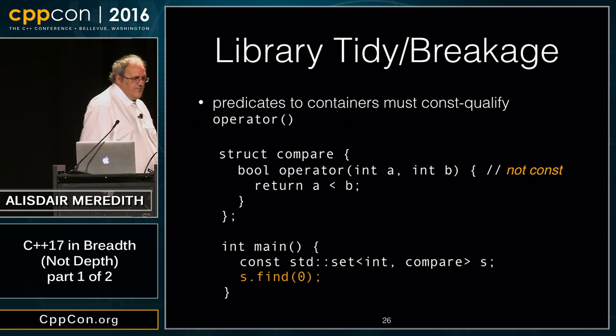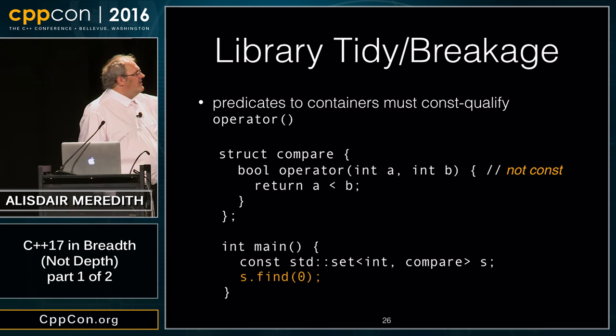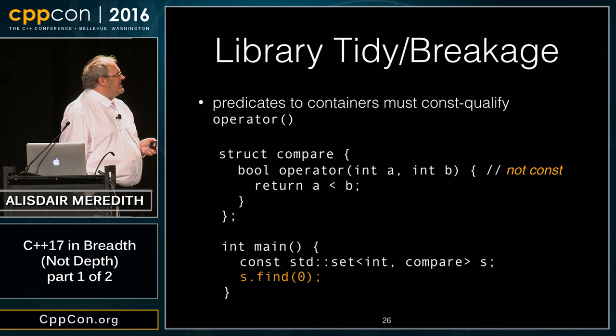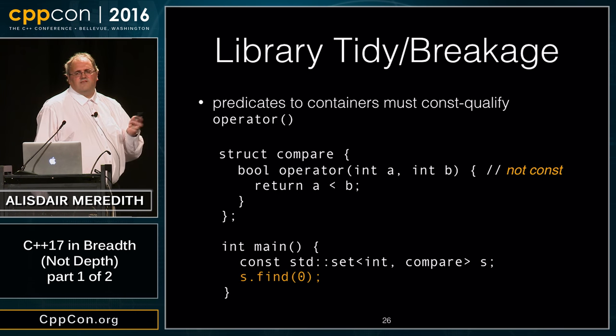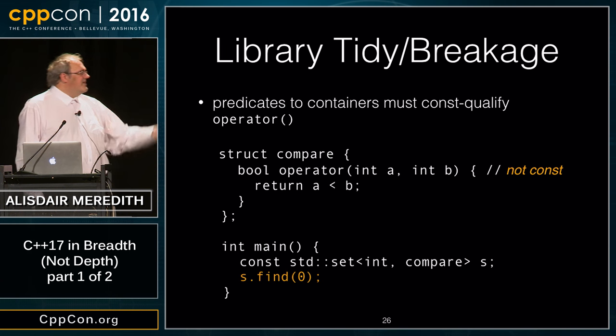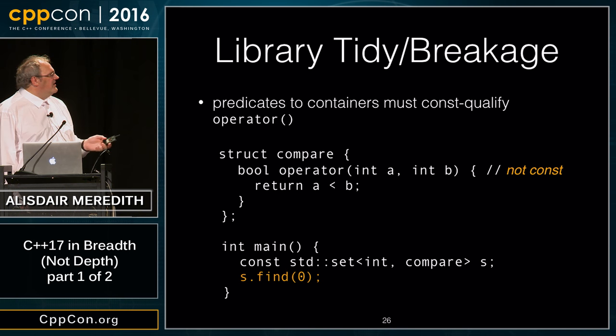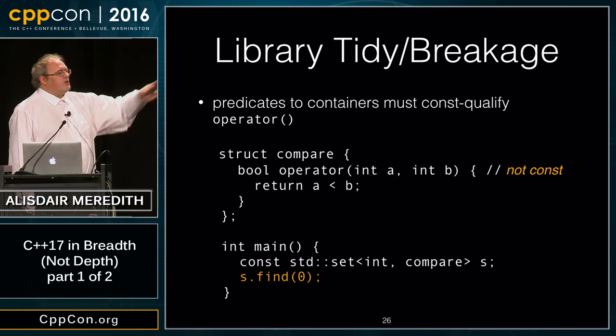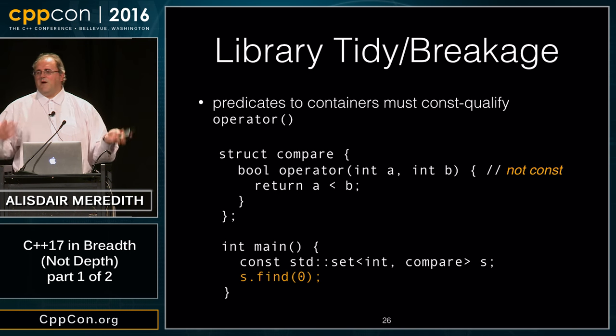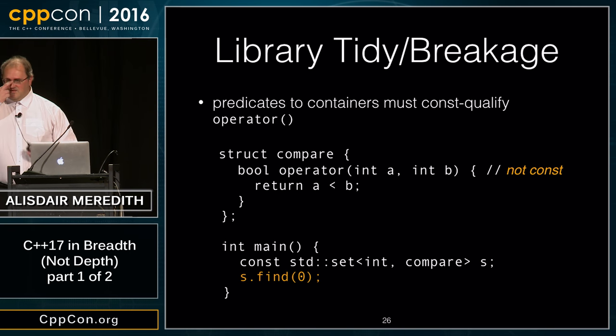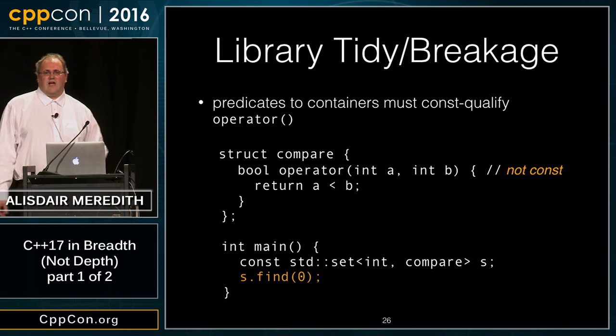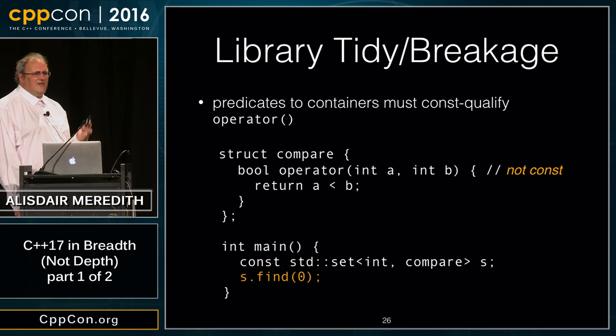Further cleanup in the library. We're tightening down our specification for the kind of things you can pass to predicates in the standard library. The general rule was you could pass any functor, which meant you didn't have to const qualify the function call operator, even though everyone knew that was best practice. The standard library, in theory, should have gone out of its way to support this. Turns out not quite all standard libraries were doing that.